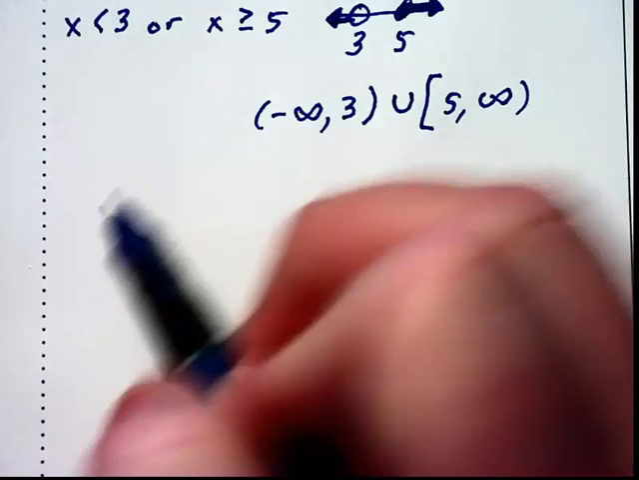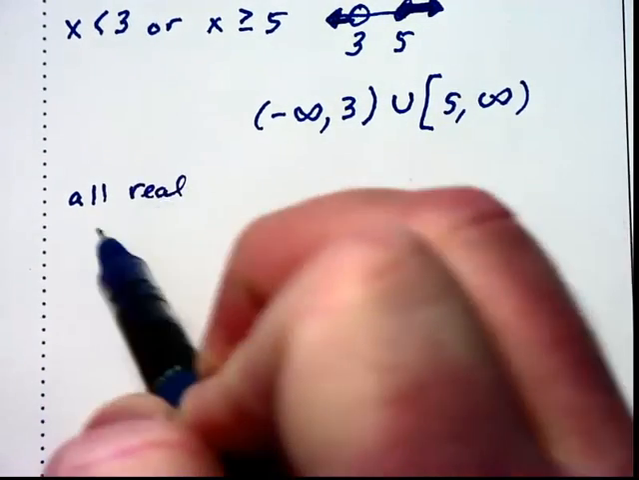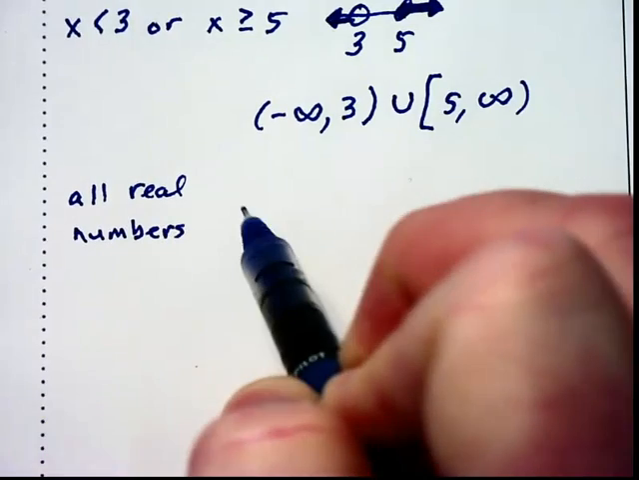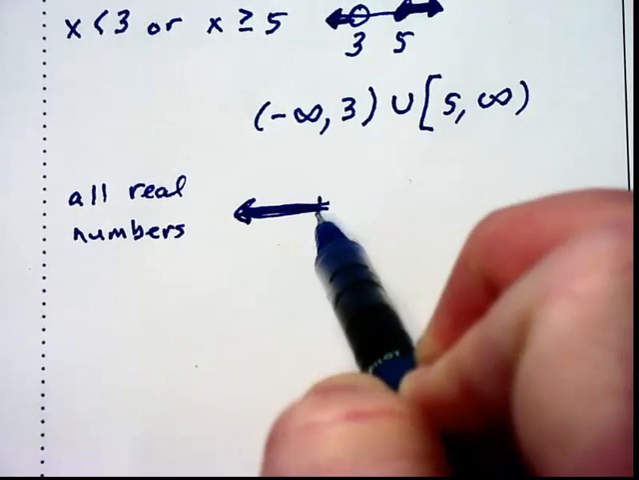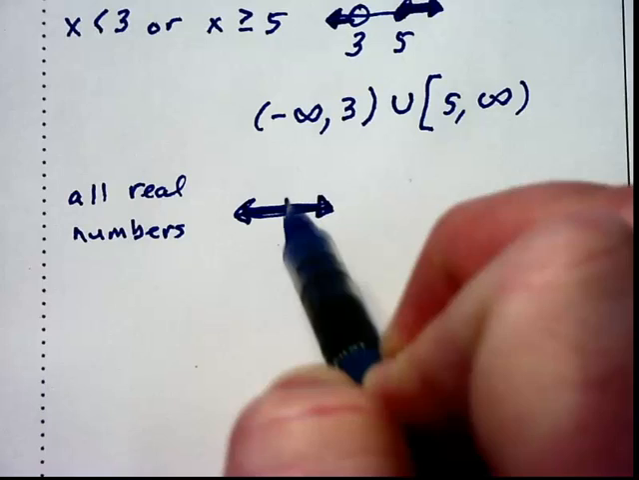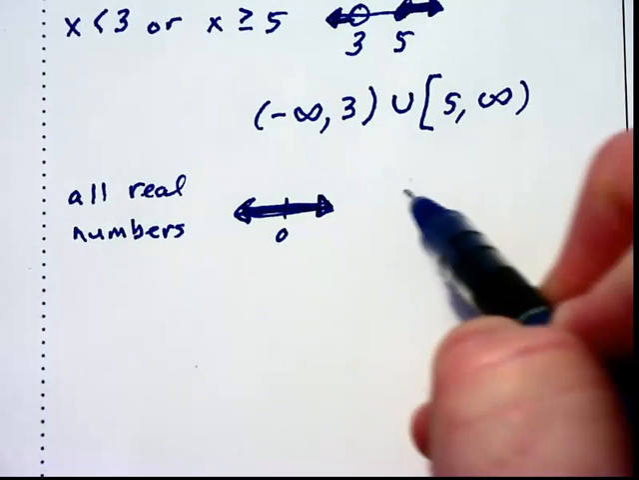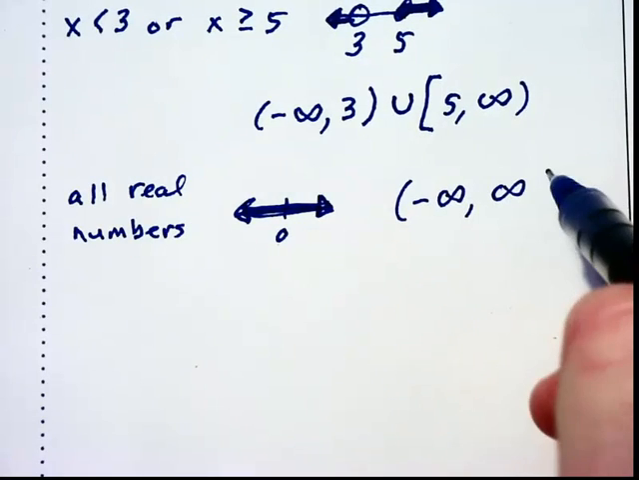Finally, if we have all real numbers, which really we cannot write as an inequality, on the number line, this would have everything shaded, including the arrows at both ends. I will put a 0 for reference in the center of that number line. In interval notation, this would be all values from negative infinity to positive infinity.